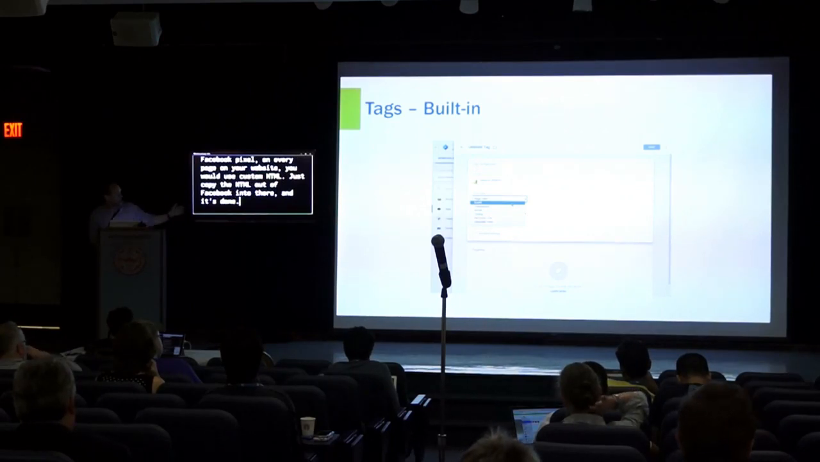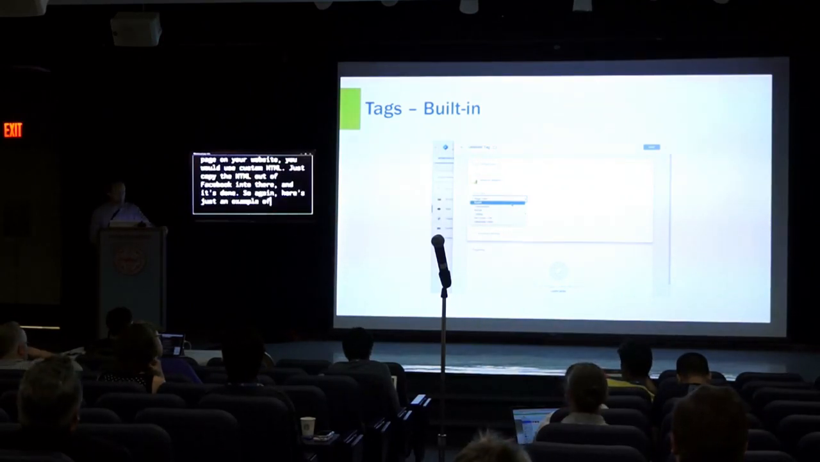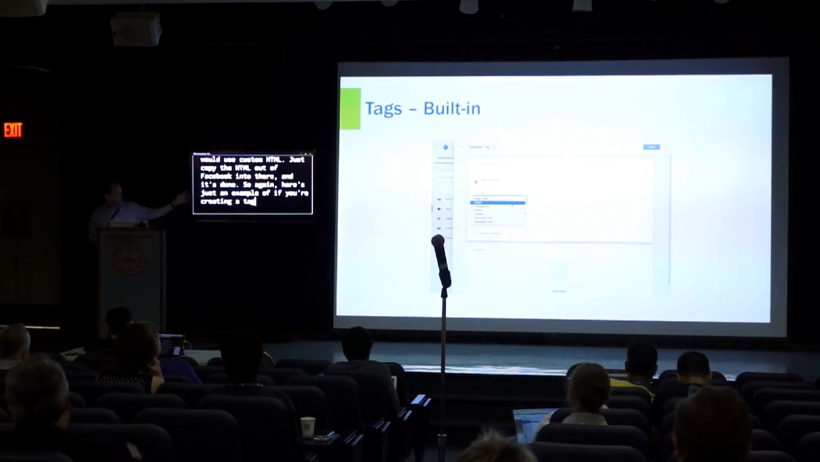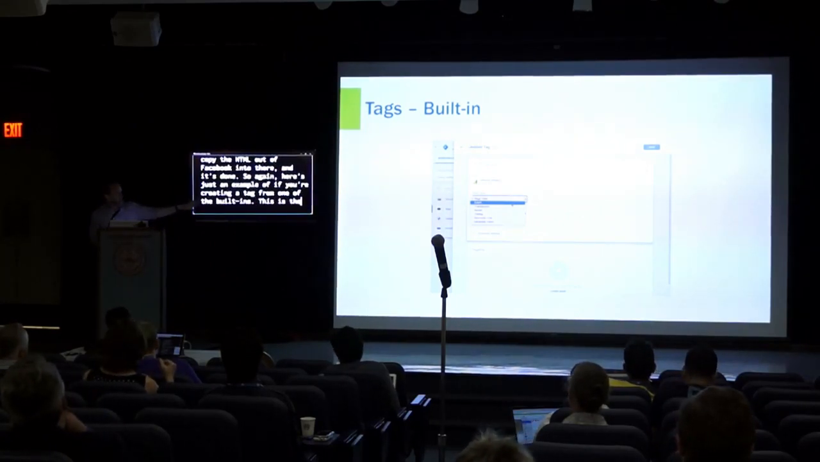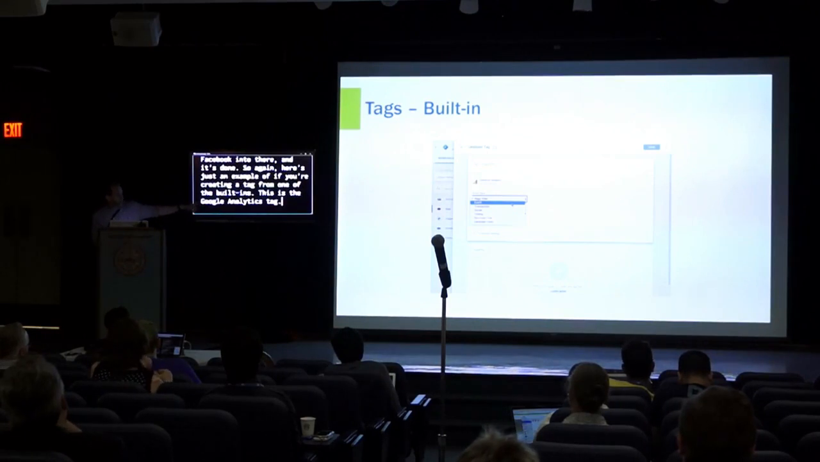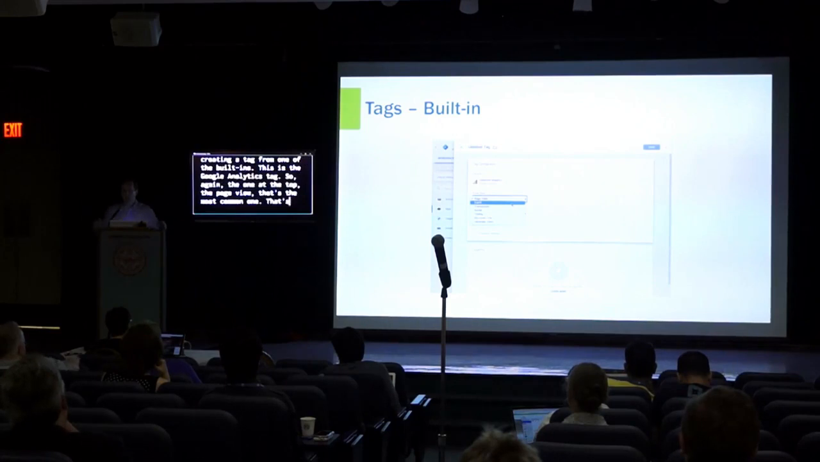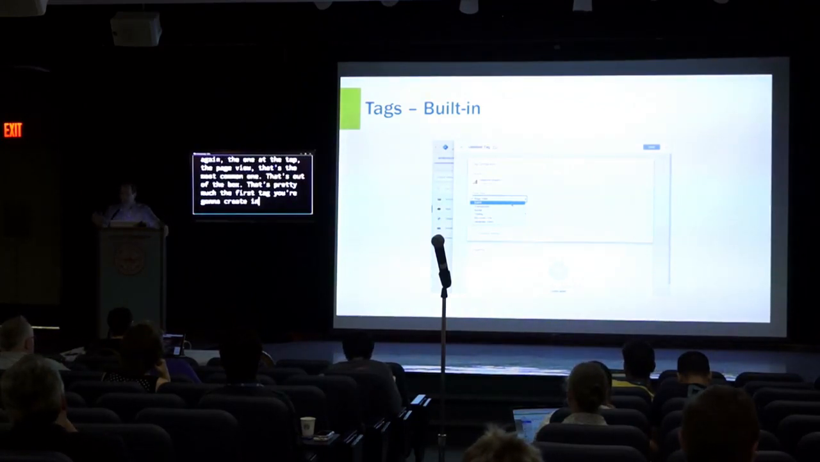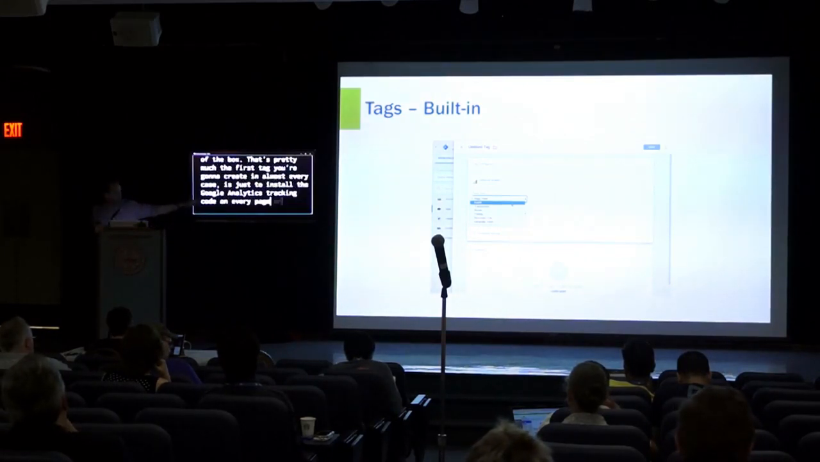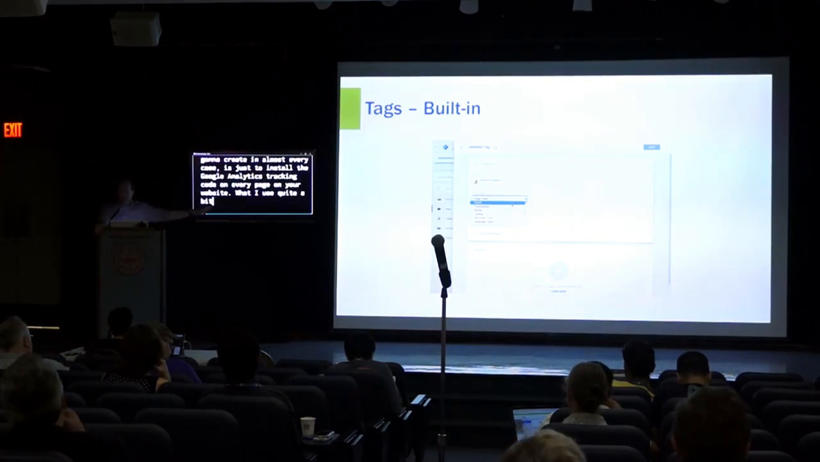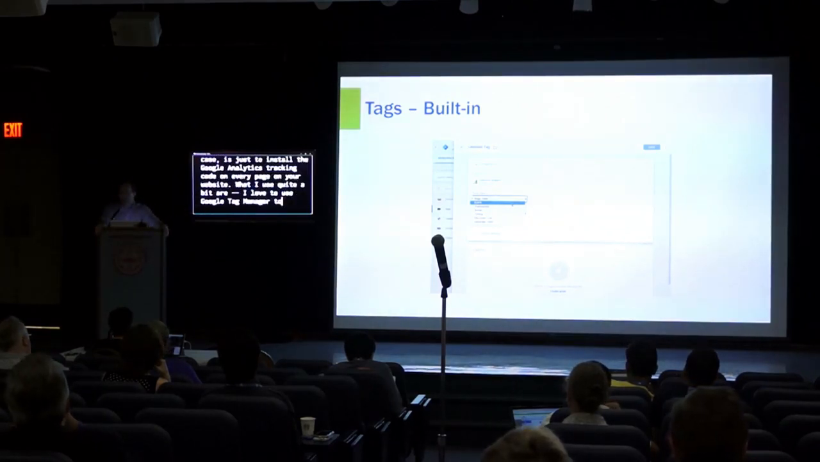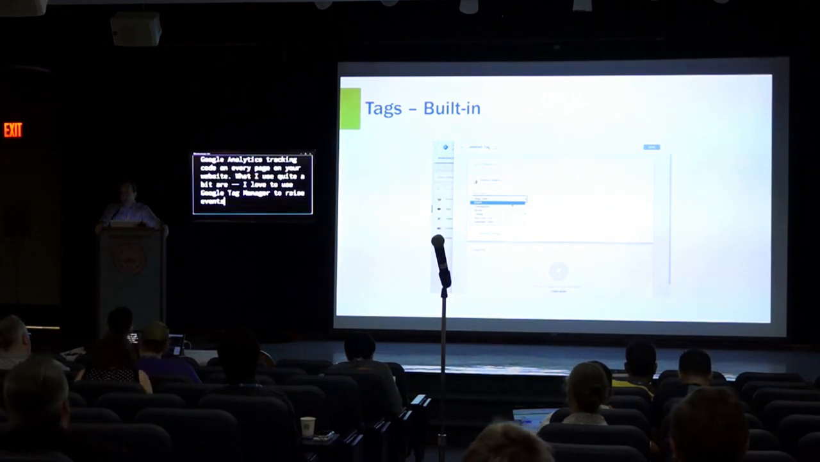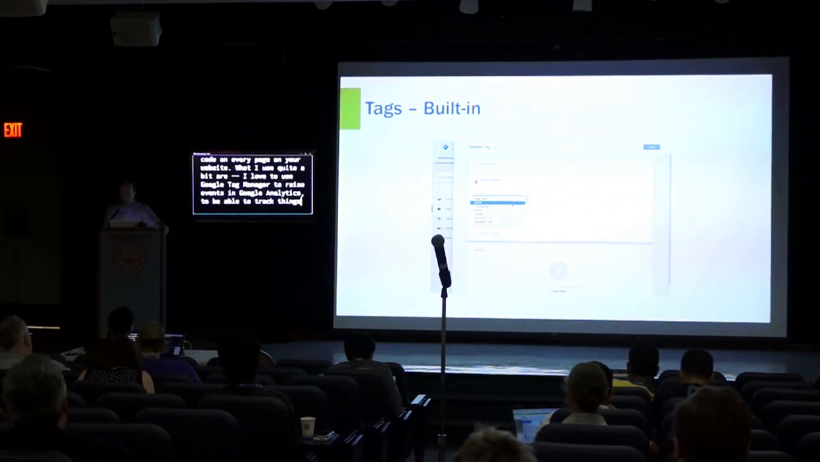Again, here's an example of creating a tag from one of the built-ins. This is the Google Analytics tag. The one at the top, the page view, is the most common. That's out of the box, and it's pretty much the first tag you're going to create in almost every case. It's just to install the Google Analytics tracking code on every page of your website. What I love to use Google Tag Manager for quite a bit is to raise events in Google Analytics to be able to track things much more specifically on the website.